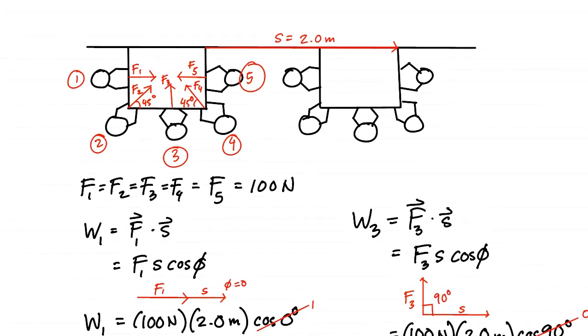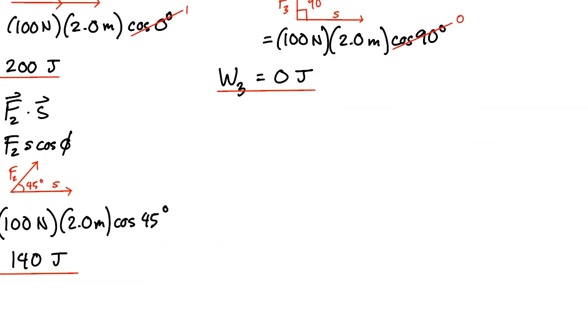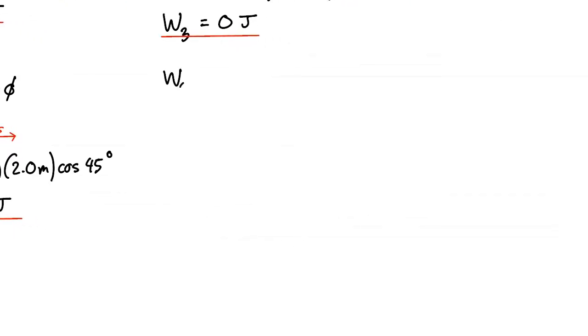Now, let's solve for the work done by friend number 4. So, again, its direction is angled 45 degrees but to the left. So, let's solve for the work done by that person. Again, our equation, force dot displacement, or simply F4 S cosine phi. Now, let's determine the value of phi by drawing a sketch of our vectors. So, this is your displacement. Now, this is F4.